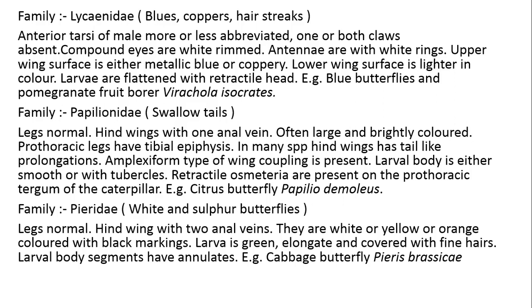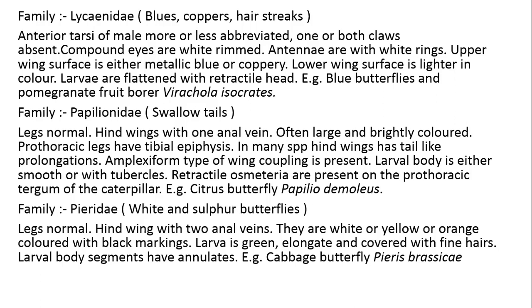Larval body is either smooth or with tubercles. Retractile osmeteria are present on the prothoracic tergum of the caterpillars. For example, citrus butterfly, Papilio demoleus.